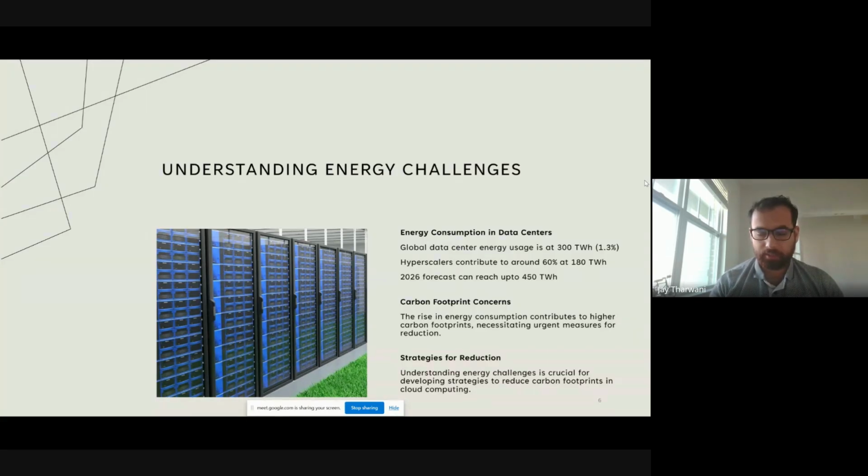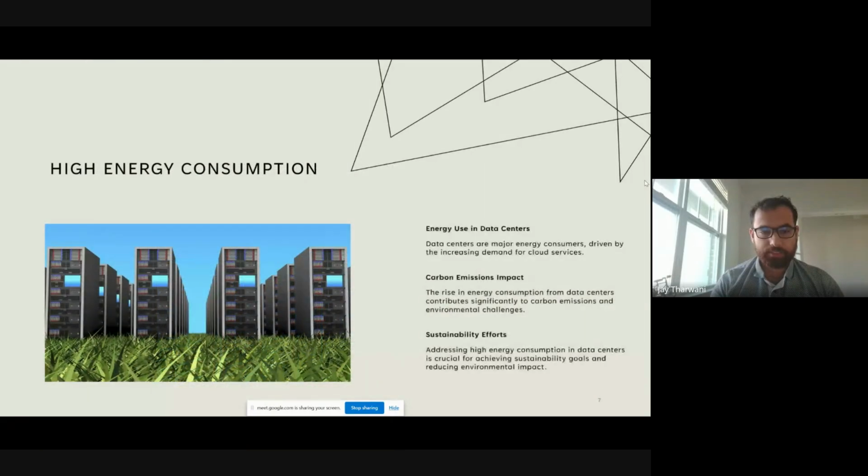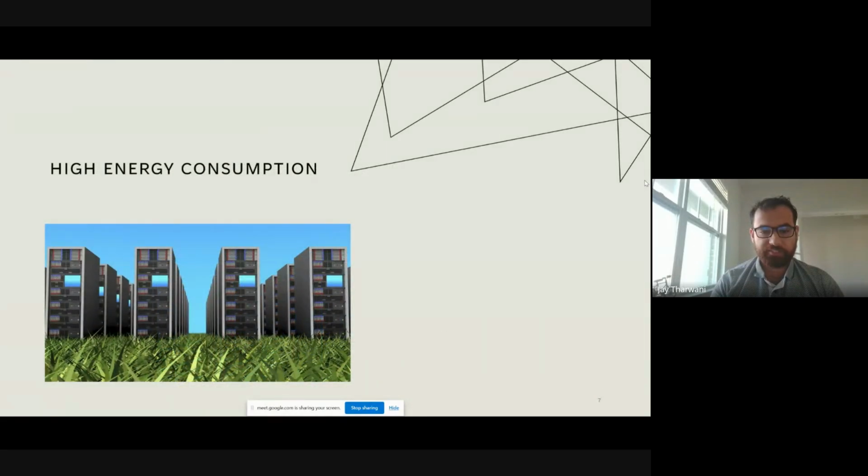Okay. Let me go forward. So I've put in this slide because it's a nice picture of what a server data farm looks like. You see that there are huge racks, and each rack has slots. Each slot has one server, and a server is a massive computer, right?